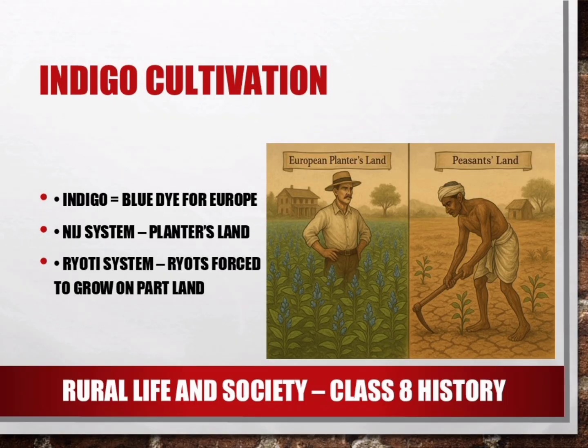Now, indigo, a blue dye plant, was in high demand in Europe. There were two systems for its cultivation. The first is the Nij system, where the planter grows indigo on his own land, and the Ryoti system, where farmers were forced to sign an agreement, called satta, to grow indigo on a part of their land. These agreements were often forced and unfair.